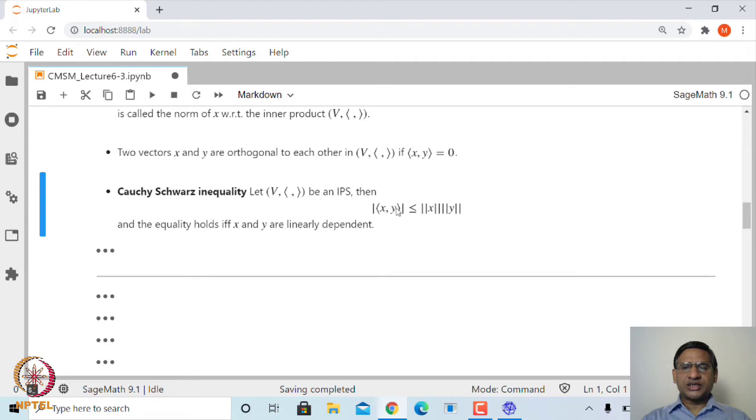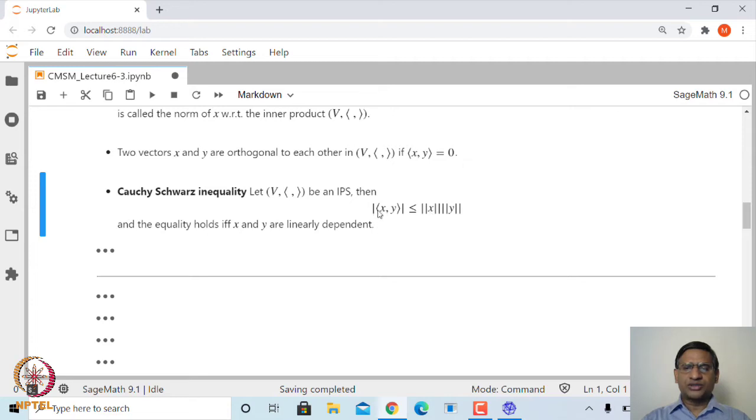Now, this Cauchy-Schwarz inequality gives you a way to find the angle between two vectors x and y. So, let us look at this inequality. Let us assume that both x and y are non-zero, because if any one of them is 0, then it does not make sense to talk about the angle between the 0 vector and some other vector. In that case, if you divide this inequality on both sides by norm x norm y, this would mean that the modulus of the inner product of x with y upon norm of x into norm of y will be less than or equal to 1.